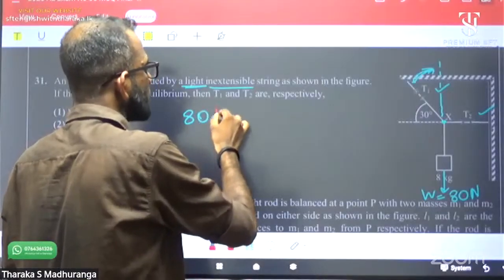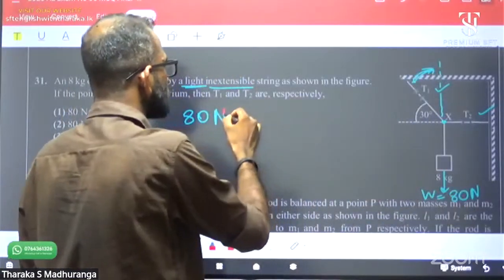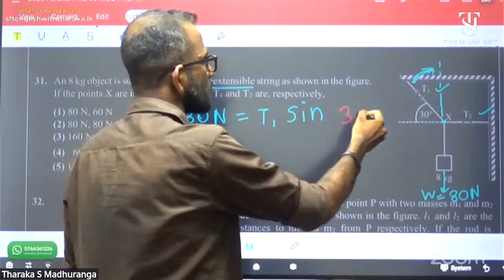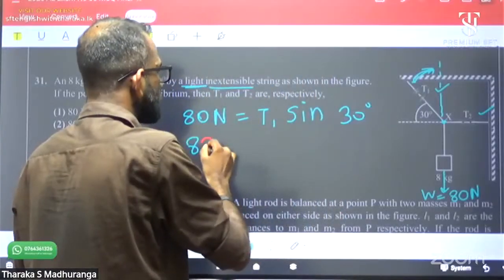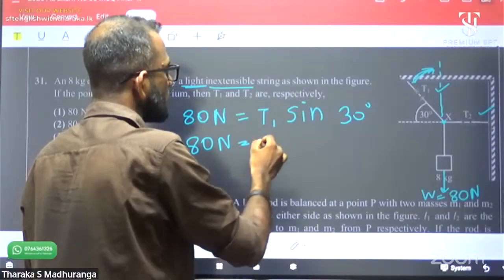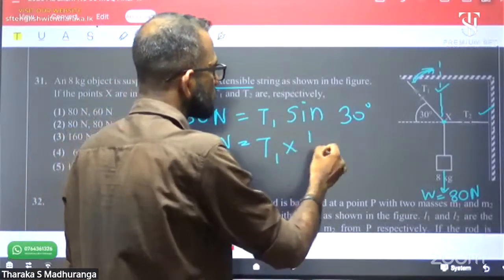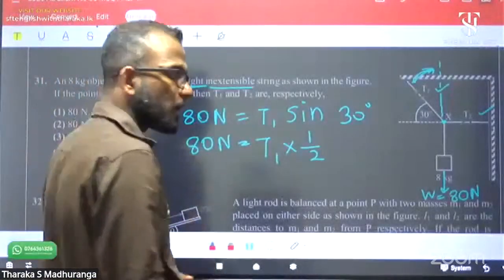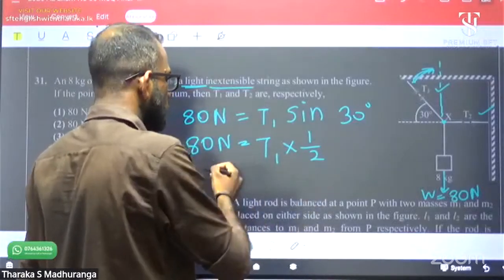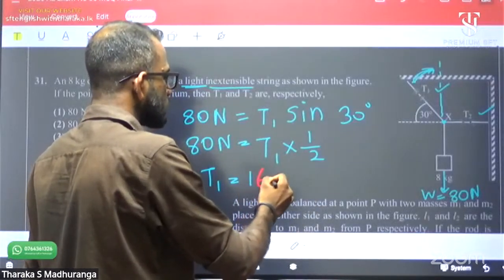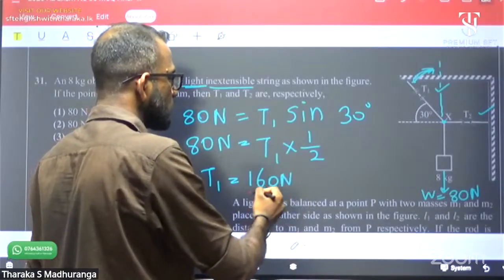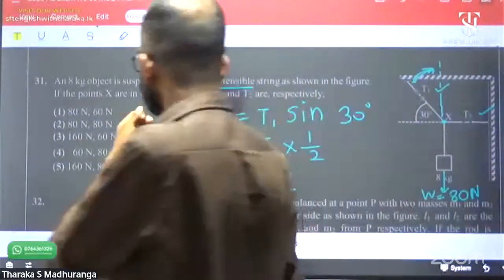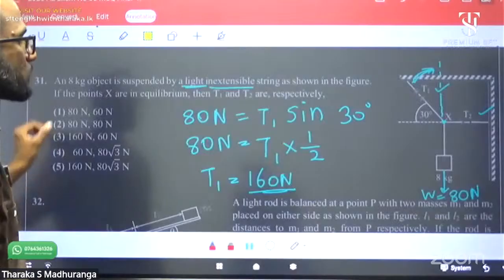Okay, then I can write: if it is equilibrium, 80 Newton equals T1 sine 30. Then 80 equals T1 times sine 30, which is half. Then you can isolate T1: both sides multiplied by 2, or cross multiplication. T1 equals 160 Newton. This is T1.